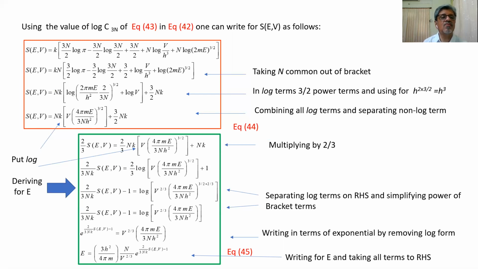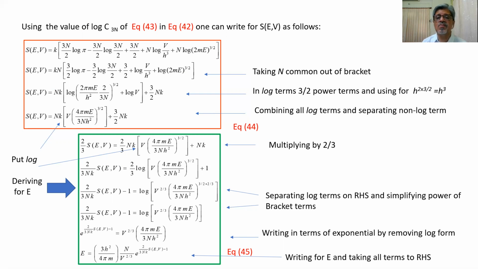S(E,V) is equal to k in bracket 3n/2 log pi minus 3n/2 log 3n/2 plus 3n/2 plus n log V divided by h³ plus n log (2mE)^(3/2). Now, taking n common out of the bracket, it is kn times 3/2 log pi minus 3/2 log 3n/2 plus simply 3/2, plus log V divided by h³ (2mE)^(3/2).